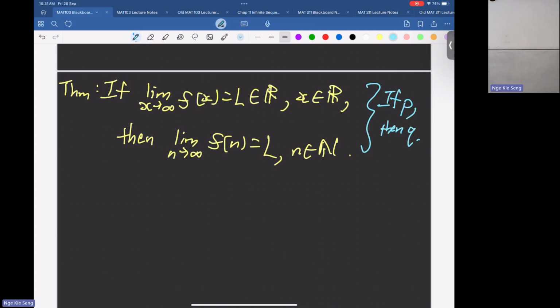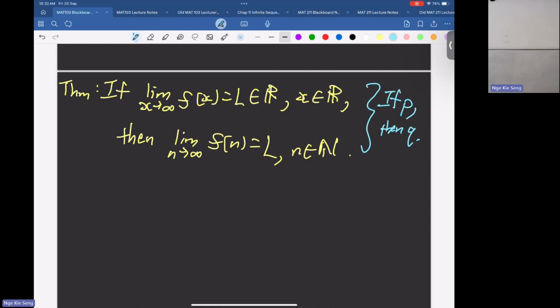Oh, limit of the continuous function. But there's no continuous function here, right? Just a function. Limit of f(x) equals L. So what's the difference? Both of them are limit of f(x) equal to L. What's the difference between these two statements here?